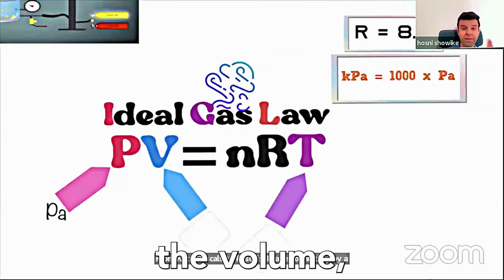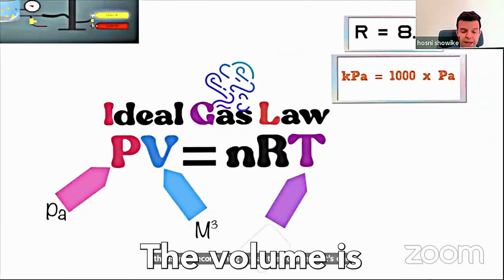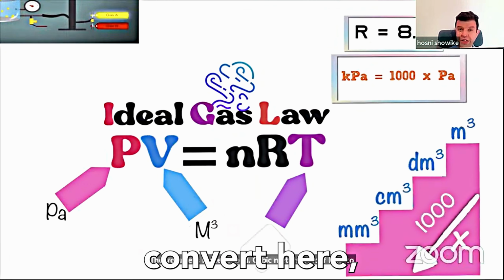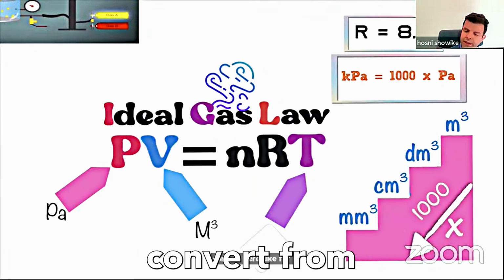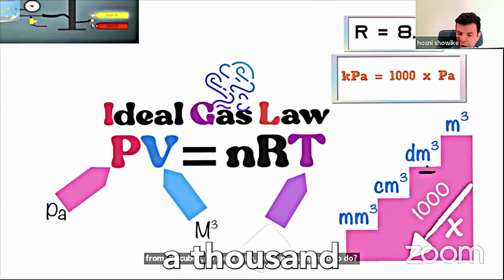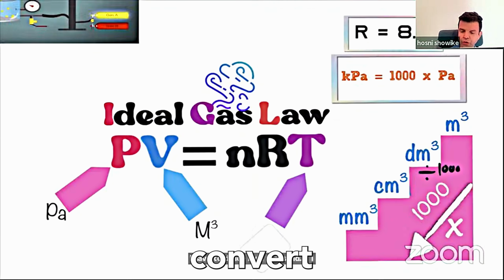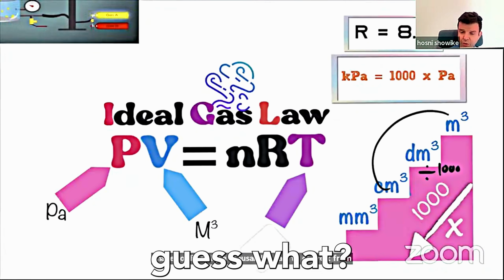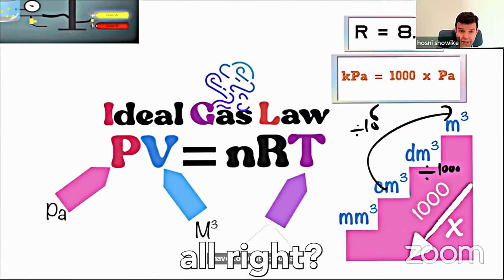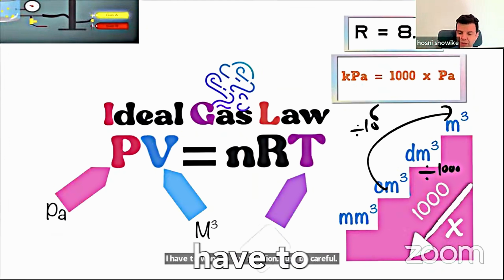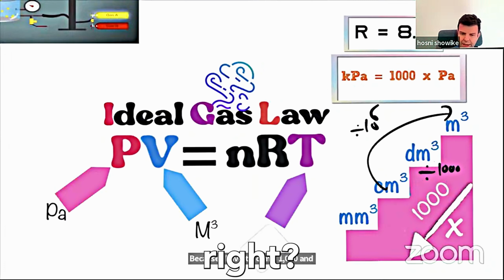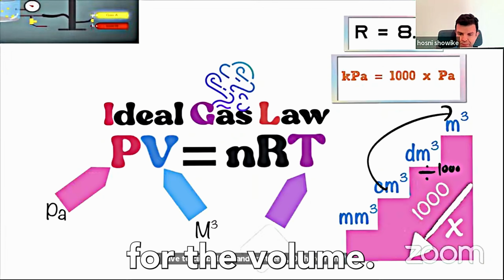Second thing is that the volume, that's one you have to be aware of. The volume is meter cube, cubic meters. And if I am to convert here, like for instance, if I want to convert from dm cubed to meter cubed, what am I supposed to do? I have to divide by 1,000. If I am to convert from cm cubed to meter cubed, guess what? I have to multiply by 1,000,000. Just be careful, all right? Why million? Because I have to climb 1,000 and another 1,000 here, right? Again, it has to be meter cubed here for the volume.